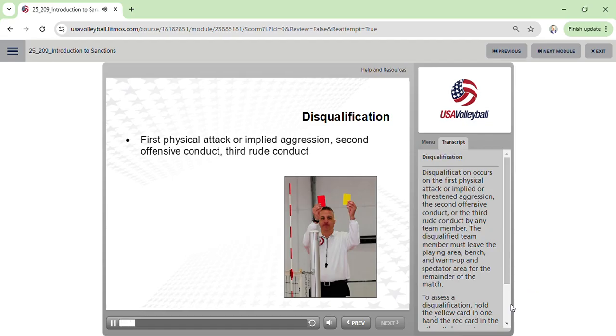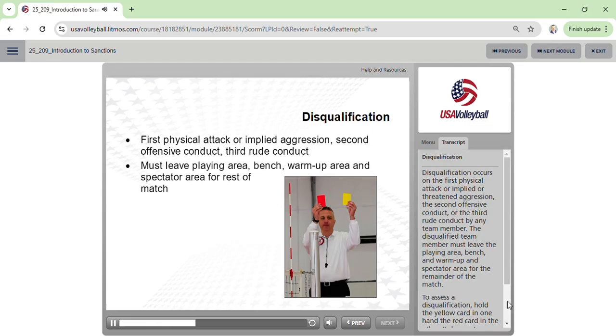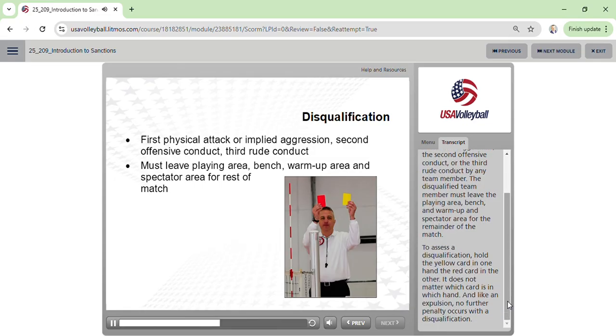Disqualification occurs on the first physical attack or implied or threatened aggression, the second offensive conduct, or the third rude conduct by any team member. The disqualified team member must leave the playing area, bench, and warm-up and spectator area for the remainder of the match. To assess a disqualification, hold the yellow card in one hand and the red card in the other. It does not matter which card is in which hand. And, like an expulsion, no further penalty occurs with disqualification.